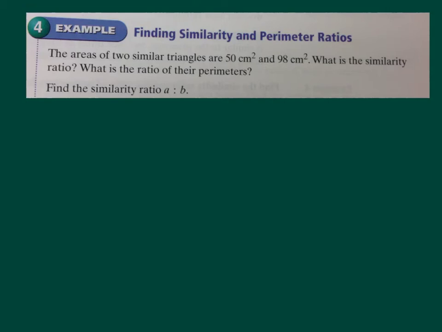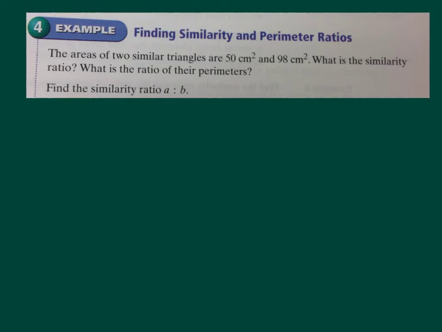Example 4 says we're going to find the similarity and perimeter ratios when they give us the area of two figures. The areas of two similar triangles are 50 and 98. What's their similarity ratio? What's the ratio of their perimeters? Well, hopefully, before you even start, you realize those are going to be the same.